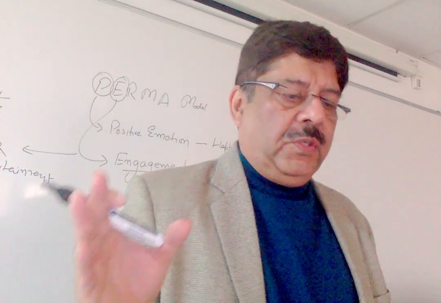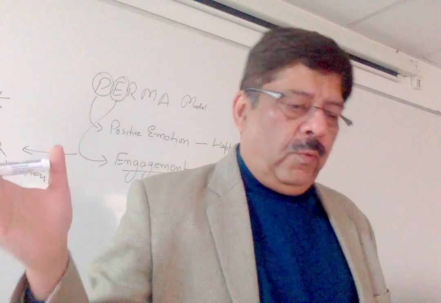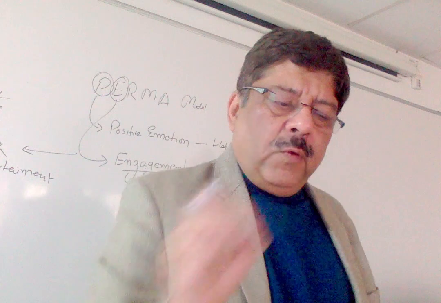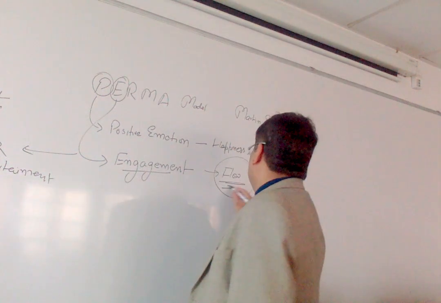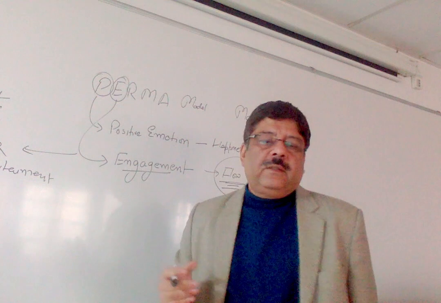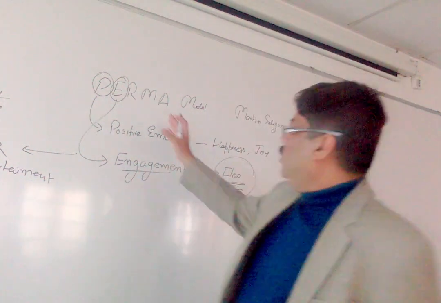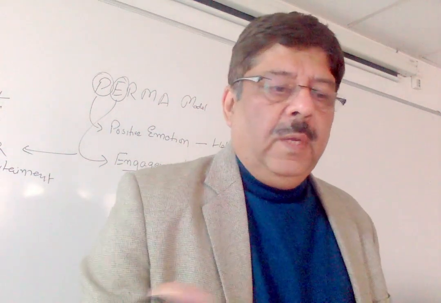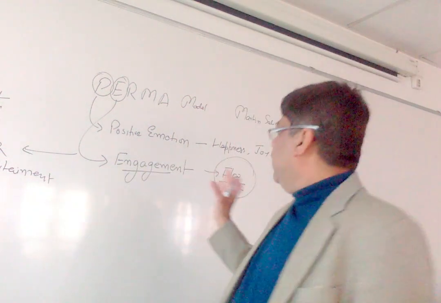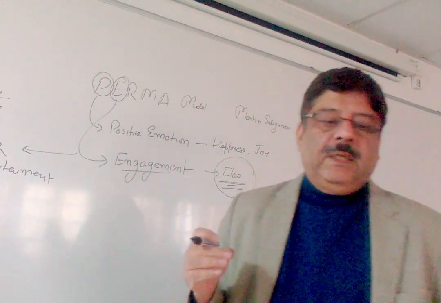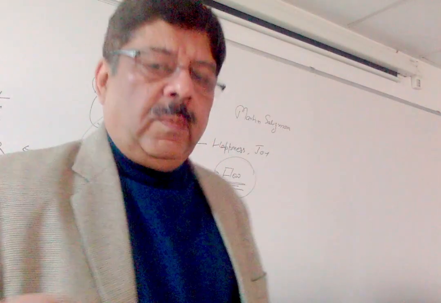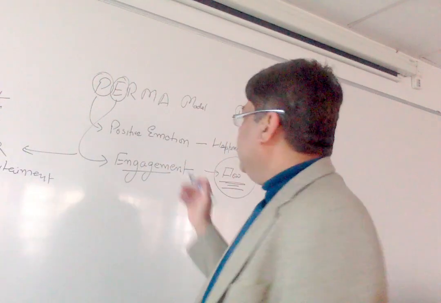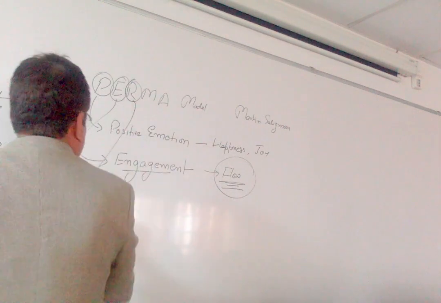Nothing else bothers you. No worry of future or past is there. You're totally involved in that. That state is called flow. So Martin Seligman says that if you can achieve these two, P and E, positive emotions and engagement with your work, then there's a great possibility that you will be happy. You will be in a state of well-being. And then he says that R stands for relationship.